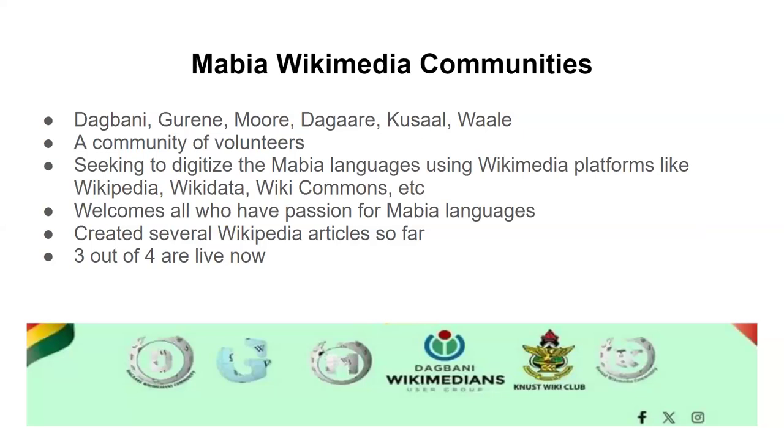The communities under Mabia Wikimedia include the Dagbani, Gurune, Moore, Dagaare, Kusaal, and Waale. I already mentioned we have Wikipedia versions of all these languages, except Waale. And the community is made up of volunteers. What it means is that we are a group of young men and women with a zeal to promote our languages, specifically the Mabia languages, using the Wikimedia projects. So we seek to digitize the Mabia languages using Wikimedia platforms such as Wikidata, Wikimedia Commons, and Wikipedia, among others. And we welcome all who have the passion to promote their languages using these spaces.